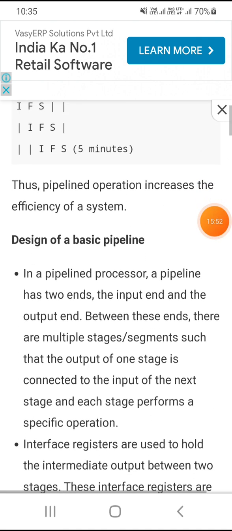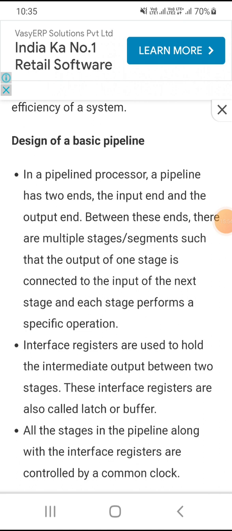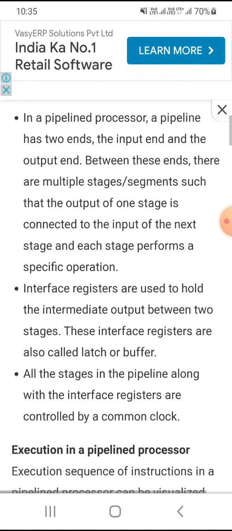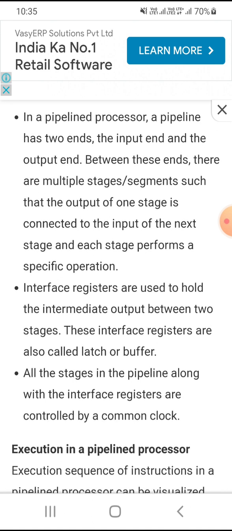Designing of the basic pipeline. In a pipeline processor, a pipeline has two ends, the input and the output end. Between these ends there are multiple stage segments, such that the output of one stage is connected to the input of the next stage, and each stage performs a specific operation. Interface registers are used to hold the intermediate output between two stages. These interface registers are also called latch or buffer. All the stages in the pipeline along with the interface registers are controlled by a common clock.